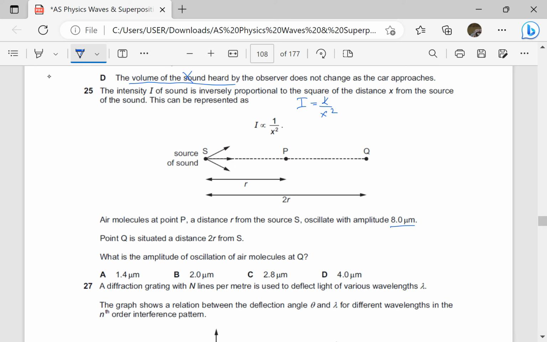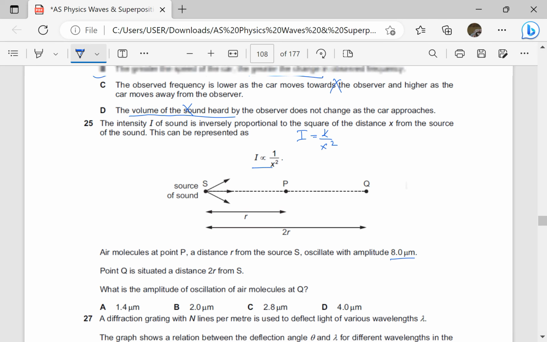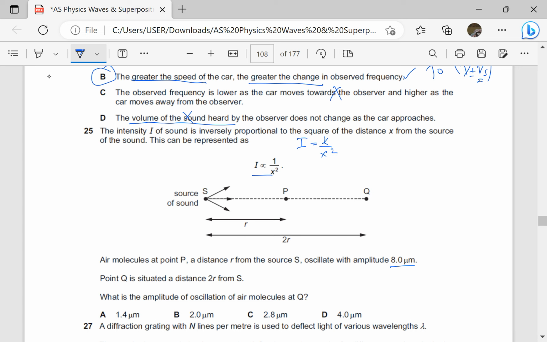Okay. Let's begin by coming up with the two equations using this one here for intensity. Intensity with the distance x from the source. So intensity at P is equal to K divided by the distance from the source to P, which is R squared. That is intensity at P. And intensity at Q is going to be equal to the same constant divided by the distance from S to Q, which is twice R, but this is squared.